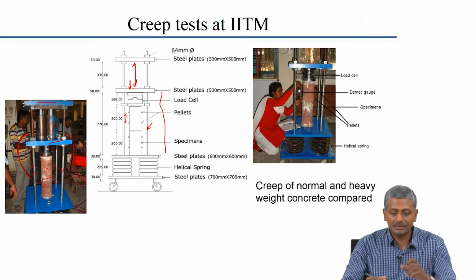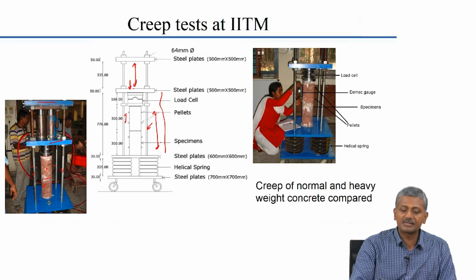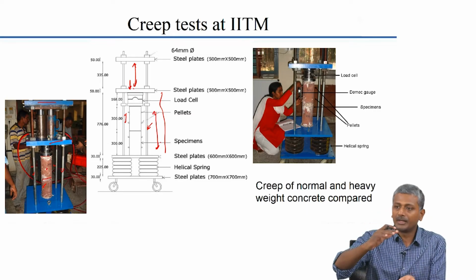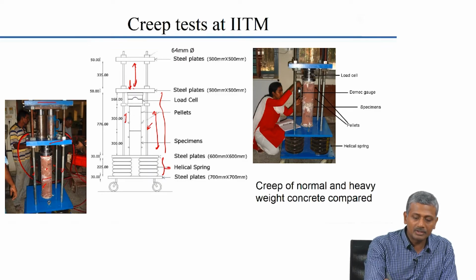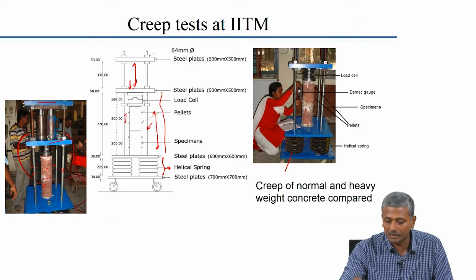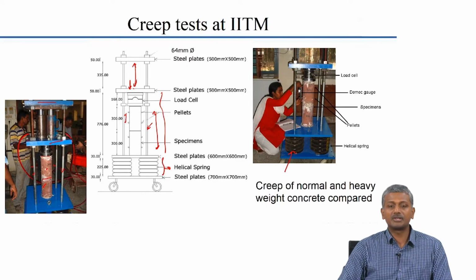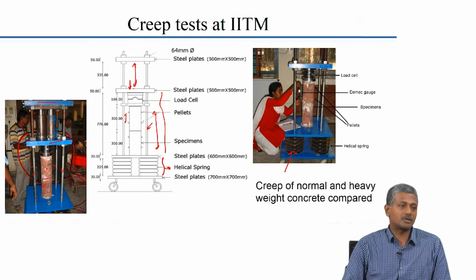Now, when this entire system is getting compressed, you can imagine that there is some deformation happening in the system that needs to be accumulated. This deformation is accumulated with the help of these helical springs, which you see at the bottom here. On the right side picture you see the helical springs at the bottom, and these are accumulating the deformation that is happening because of creep.